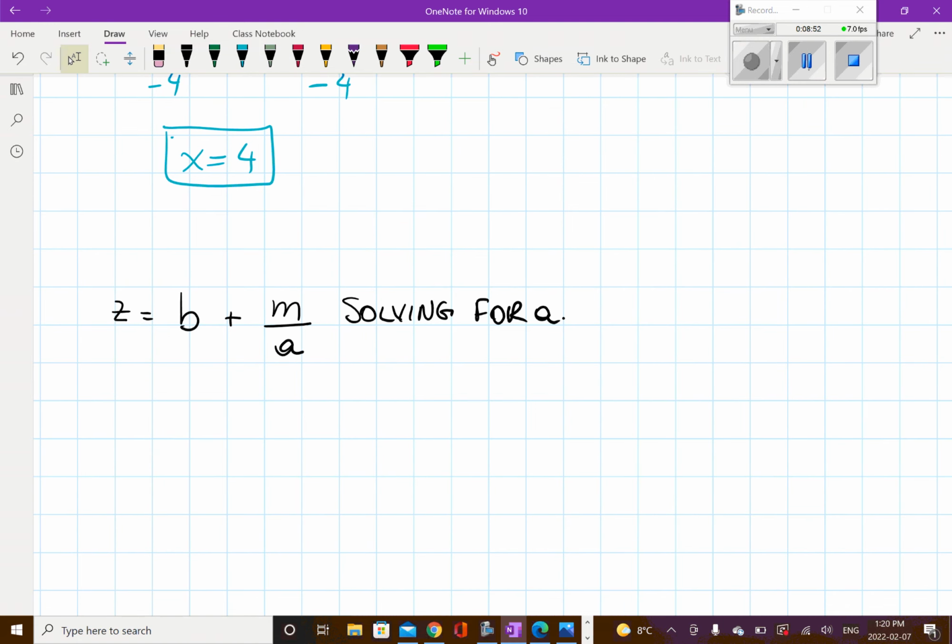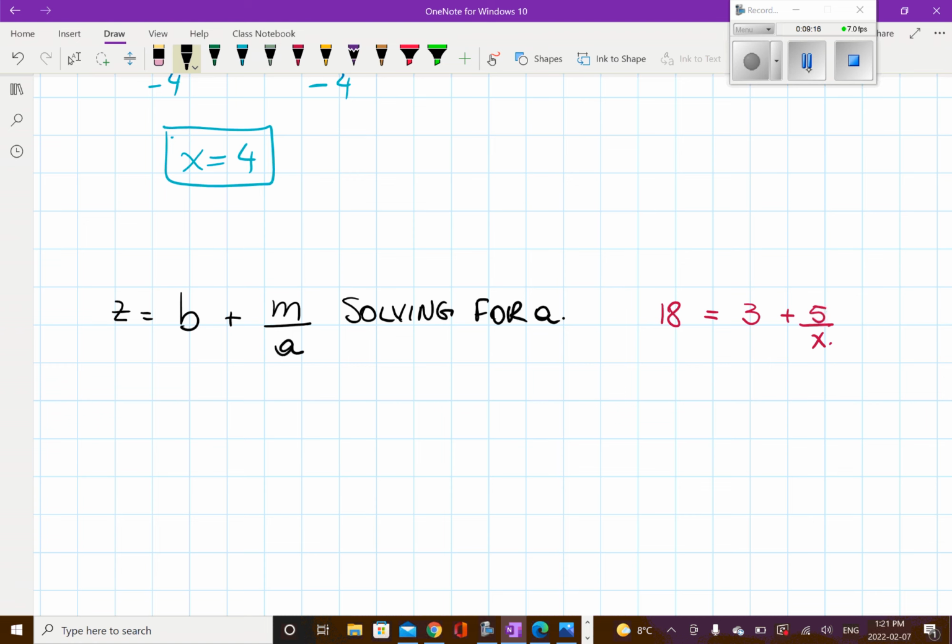this is exactly the same as saying that 18 is equal to 3 plus 5 over x. And what we are doing is we are solving for x here. So we'll solve it side by side so that you can see.